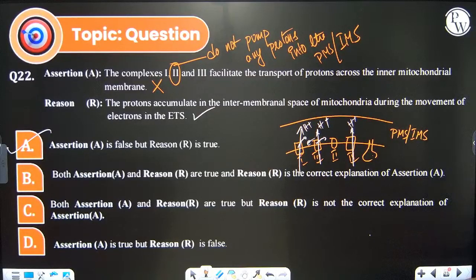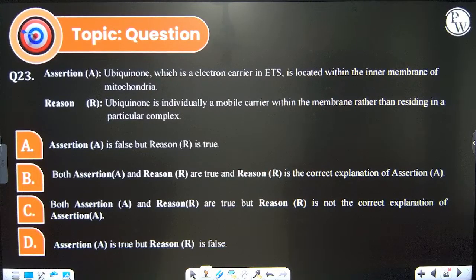Clear, guys? Let's go for the next question.